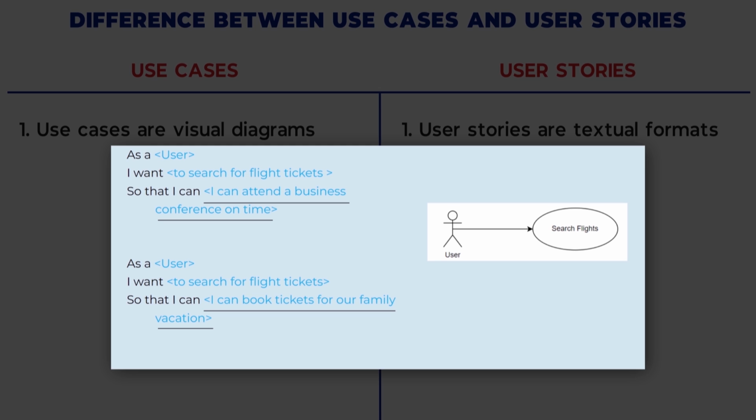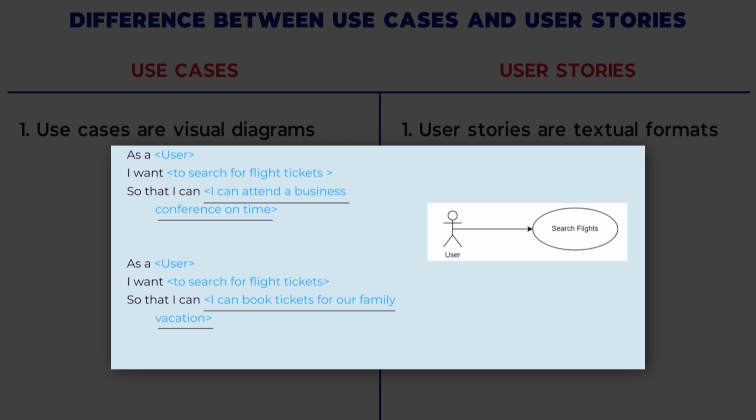Let's take an example to understand the difference. The user story for a user searching for a flight is displayed on your screen. You can see the same as a use case, and now you can notice the difference. As per me, the user story brings in the real value for a user as to why they are doing certain actions. There is an underlined section which states the purpose of searching for flights. Why is it useful and how it is useful?